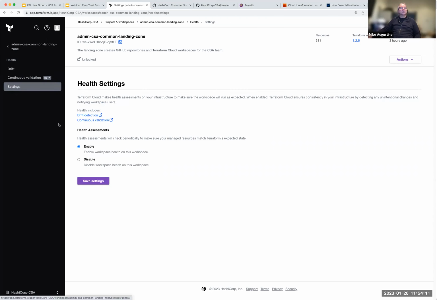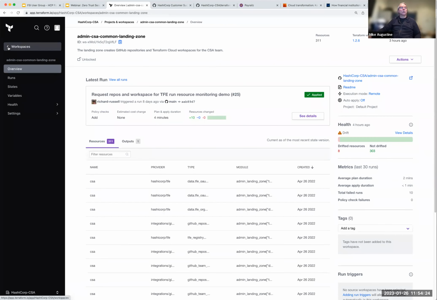And finally, there are some settings for the workspace where you can go in and set things like the health check and that information. So that was the walkthrough of what a workspace is and how that works, how the runs work.